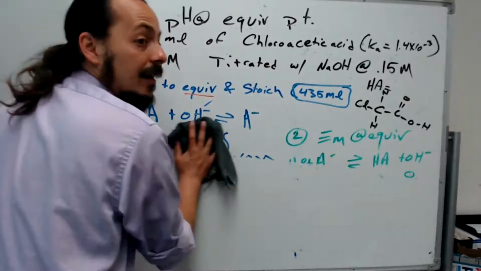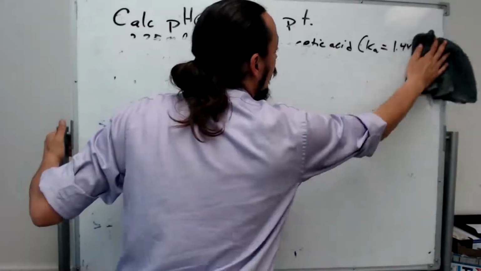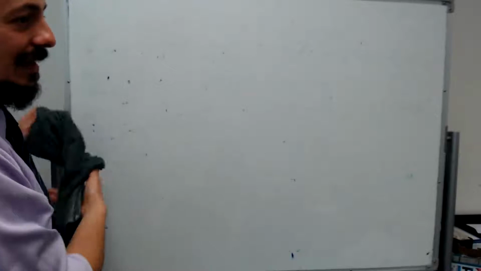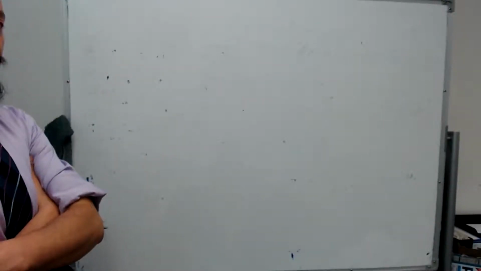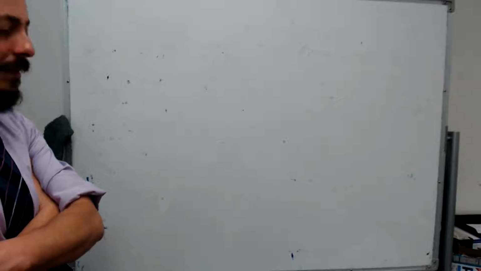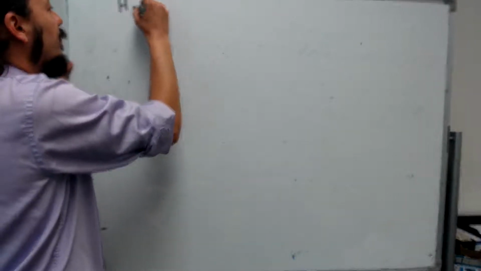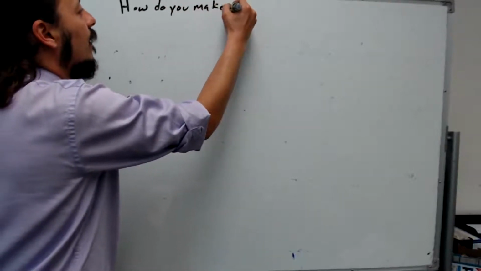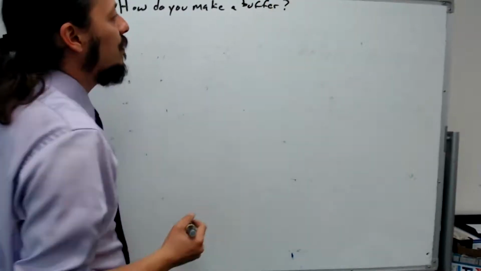I'm confused on the lab, like finding the buffer. Every time I plug it in, I'm not getting it. Is it because LabPal is not agreeing with you, or because you're getting weird numbers? Okay, so is that a good thing to talk about? How do you make a buffer? Great.